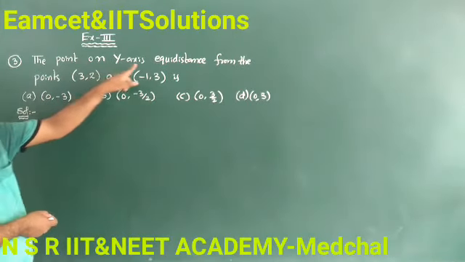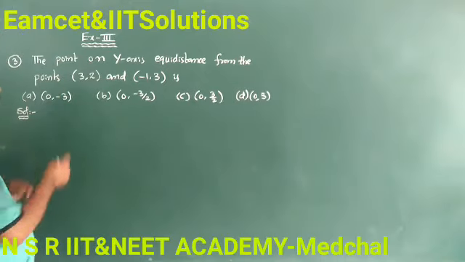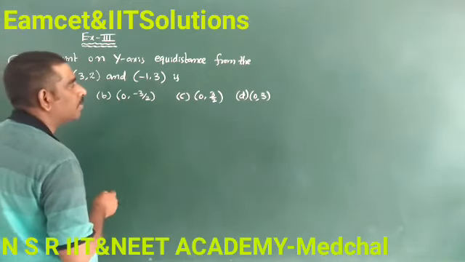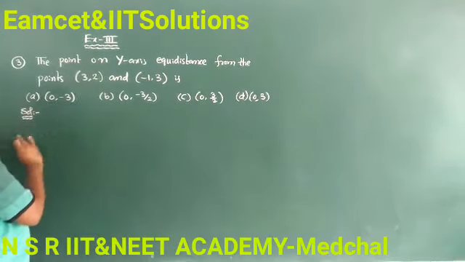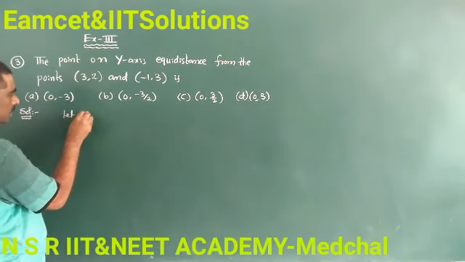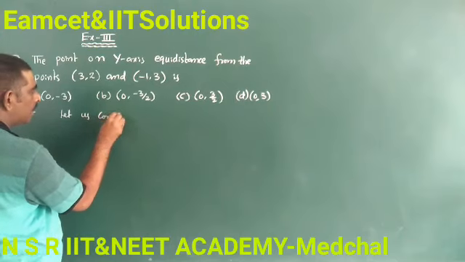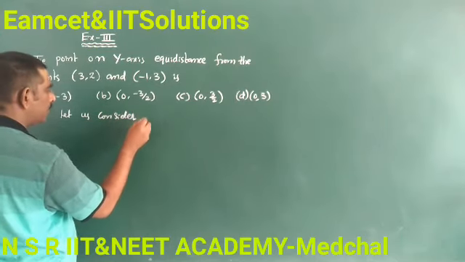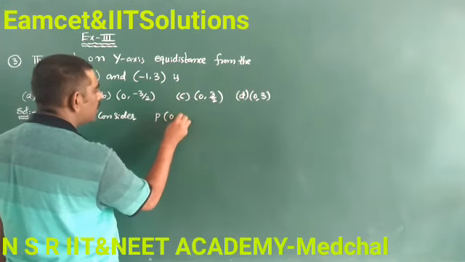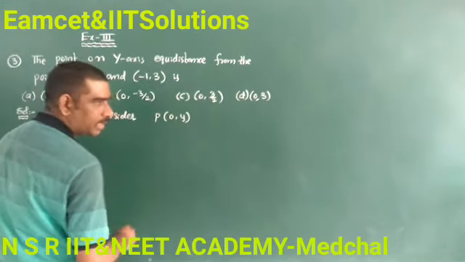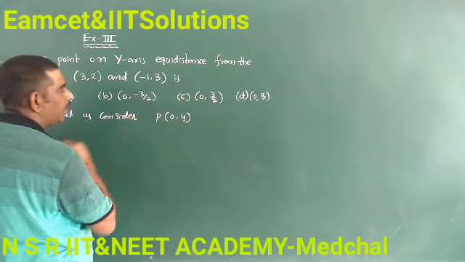The point on the y axis equidistant from the points (3, 2) and (-1, 3) is. Any point on the y axis has x coordinate 0. So let us consider any point on the y axis, P(0, y). So the x coordinate is 0, and we need to find the value of y.